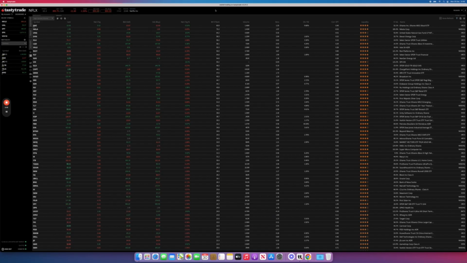Now, I personally like to order my watch list from high to low IV rank. As we briefly touched on, we want to sell when volatility is high. IV rank helps us to determine where volatility is in relation to where volatility has been for that specific underlying over the past year.